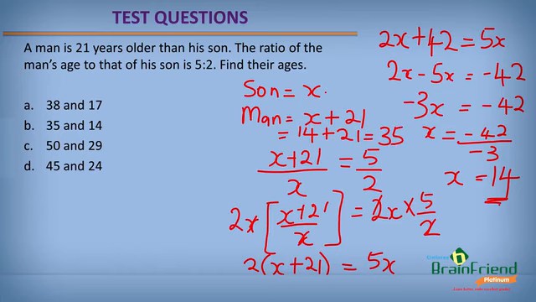That means the question says find their ages. So the correct option is option B, 35 and 14. The man is 35 years old, while his son is 14 years old.